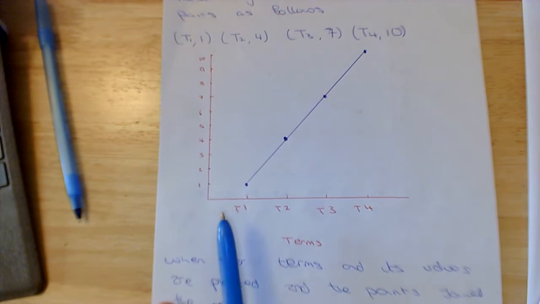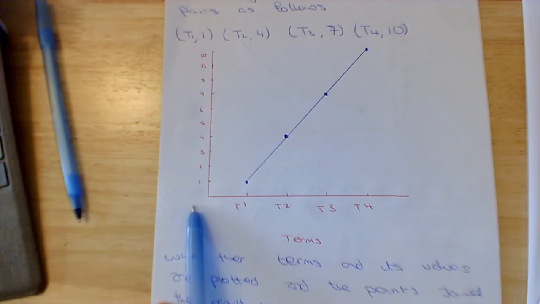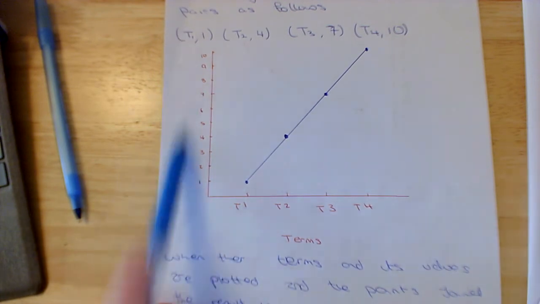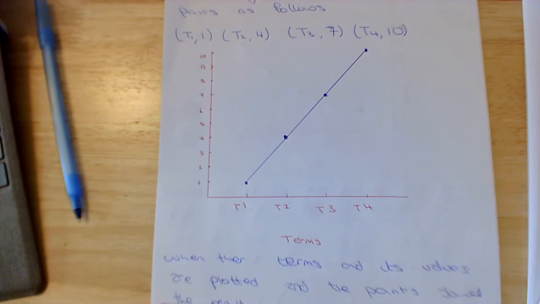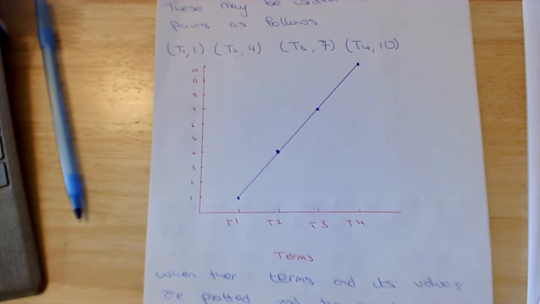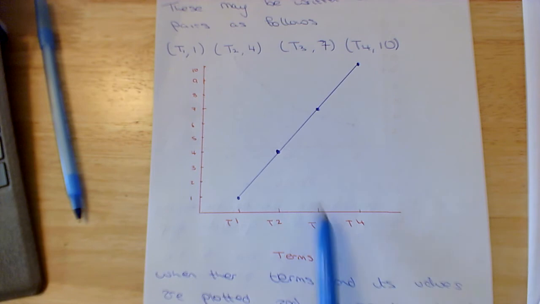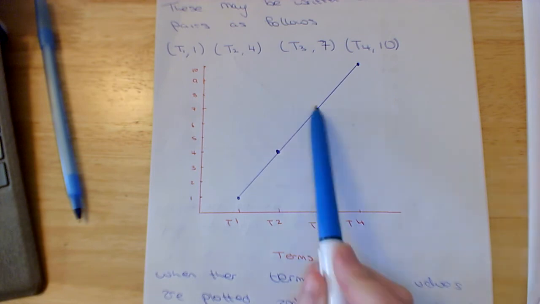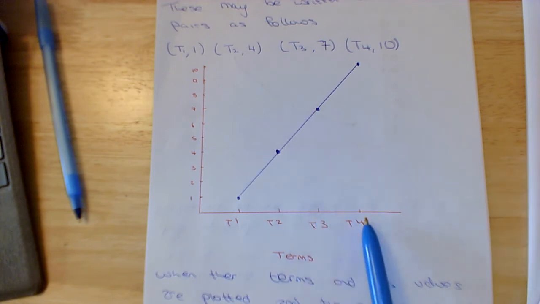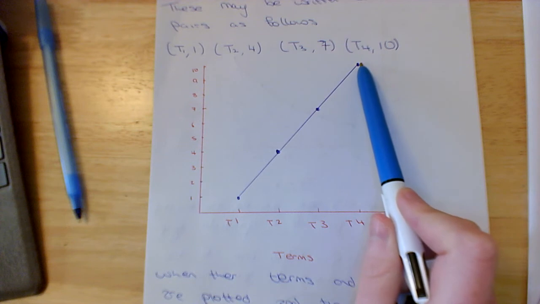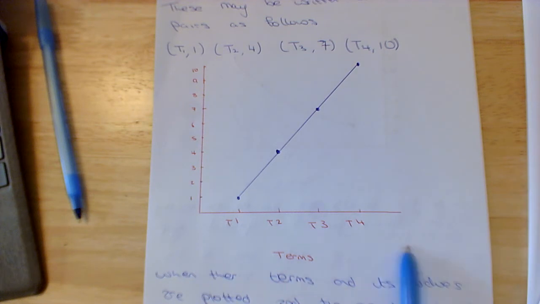When I plot that, my terms are going to be along the bottom and my values are going to be up along my vertical axis, my y-axis. Term 1 is 1, so I go to term 1 and I plot 1. Term 2 is 4, I go to term 2 and I plot 4. Term 3 is 7, so I go to term 3 and I plot 7. Term 4, I go to term 4 and I plot 10. Your terms are always along your x-axis.